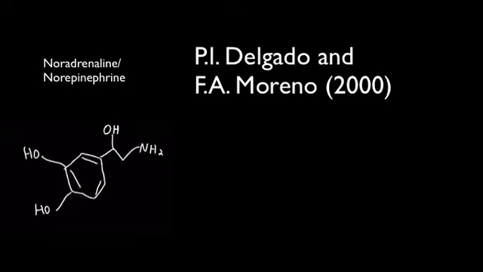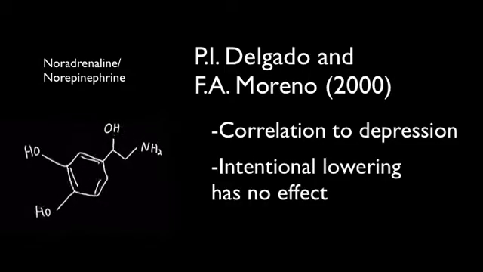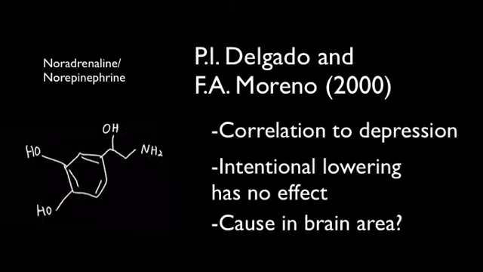However, as found by P.L. Delgado and F.A. Moreno in the year 2000, there is a correlation between noradrenaline and depression, but the intentional lowering of noradrenaline transmission within a participant does not lead to depression. This led to the hypothesis that depression is caused in the brain area where noradrenaline is present.